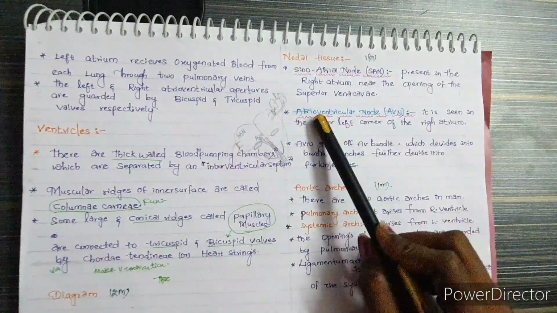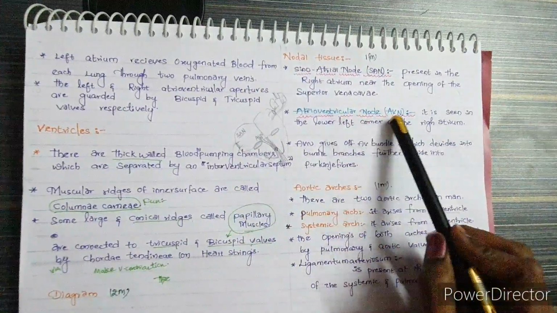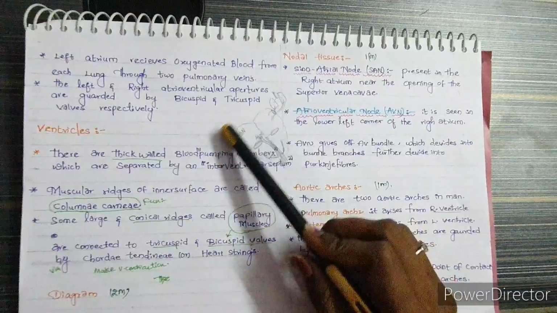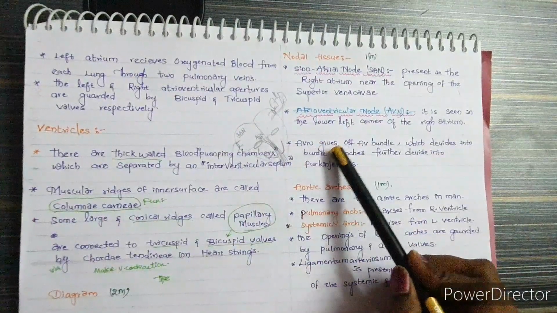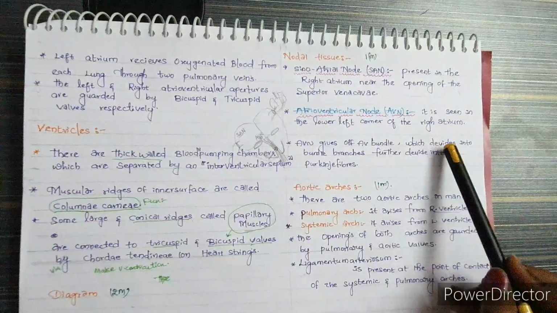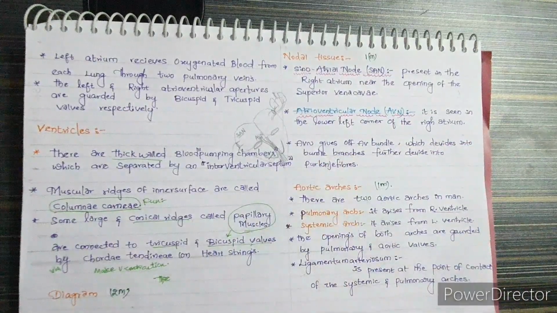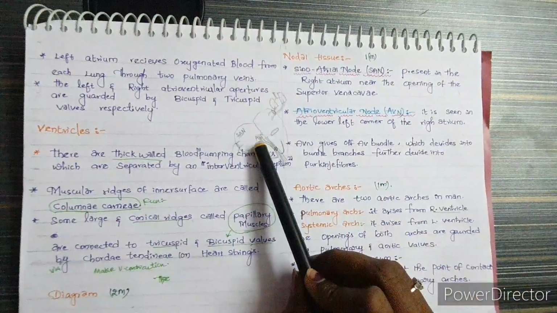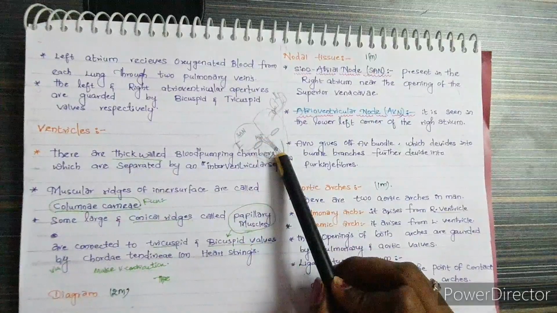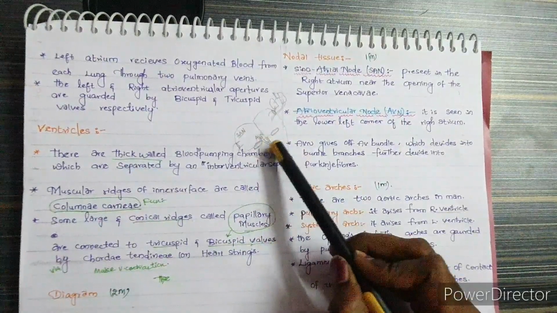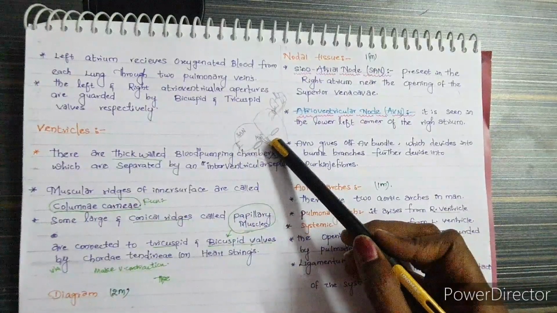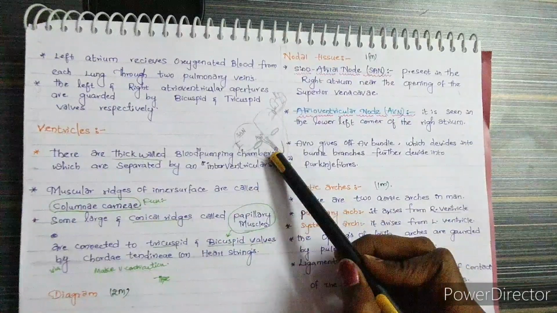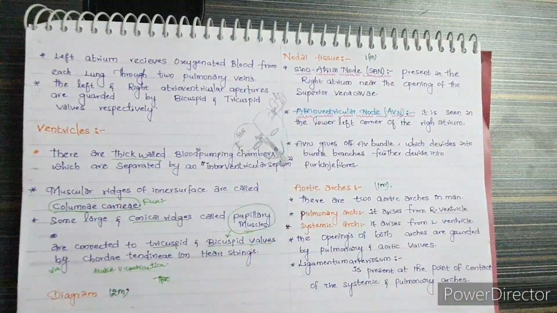Next, the atrioventricular node is a nodal tissue seen in the lower left corner of the right atrium. The atrioventricular node gives the AV bundle, which divides into bundle branches, further divided into Purkinje fibers. So the atrioventricular node gives a bundle which passes along the interventricular septum. Then it divides into left and right branches, and further divides to give Purkinje fibers.